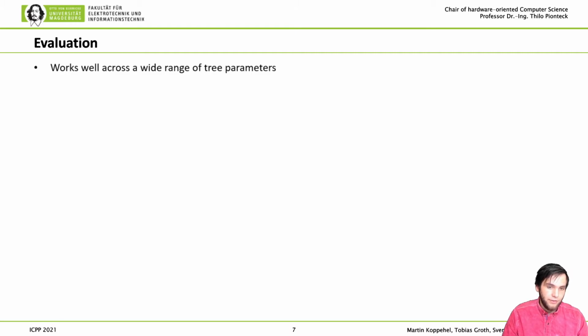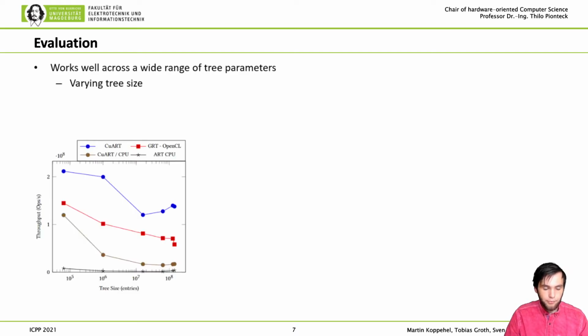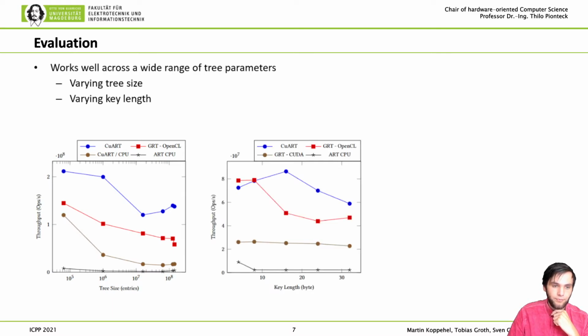Then we proceeded to test synthetic data to make sure our optimizations actually work across a wide range of tree parameters. We started by varying the tree size from 64K entries up to 150 million entries, and we see that CuART outperforms GRT on almost every tree size. Another thing that we can see is that CuART's performance is actually rising with a larger tree. We couldn't test more than 150 million entries because then the memory of the GPU was full. So that is a thing we want to improve later.